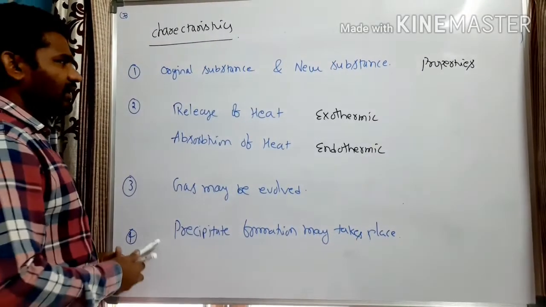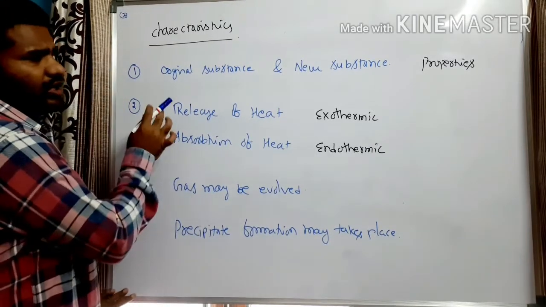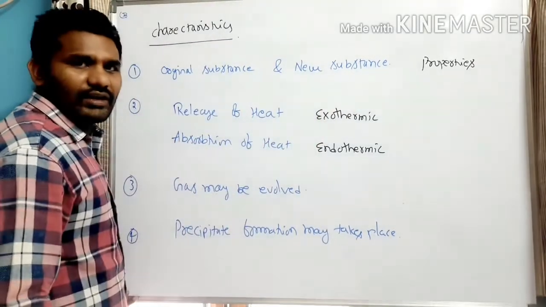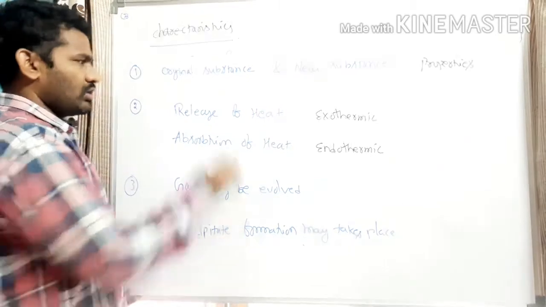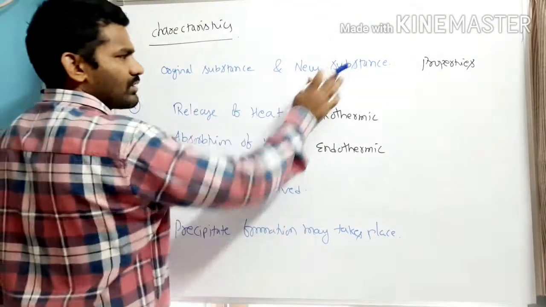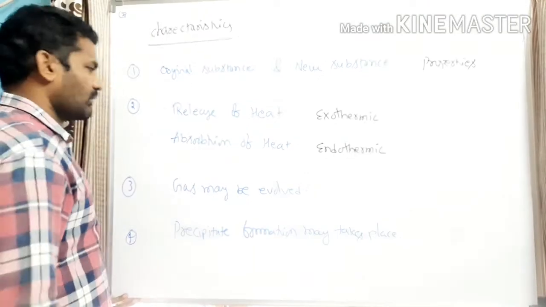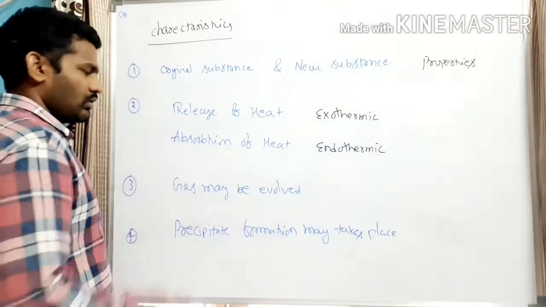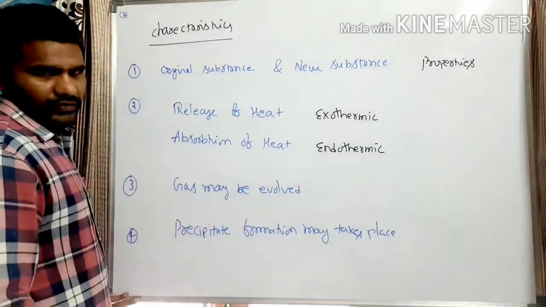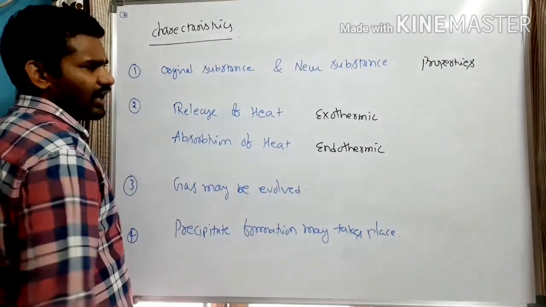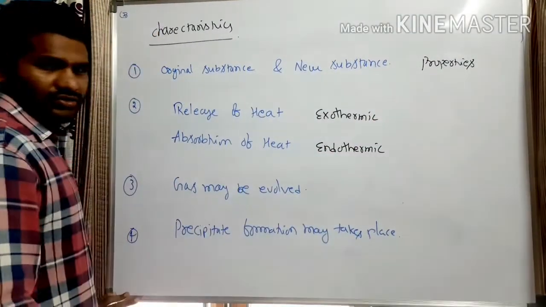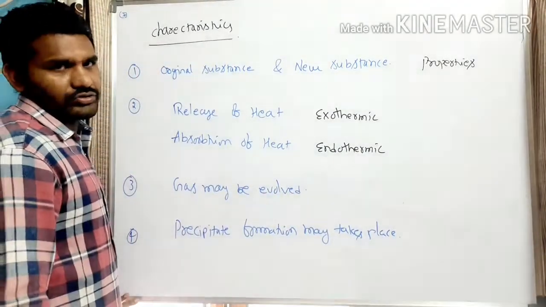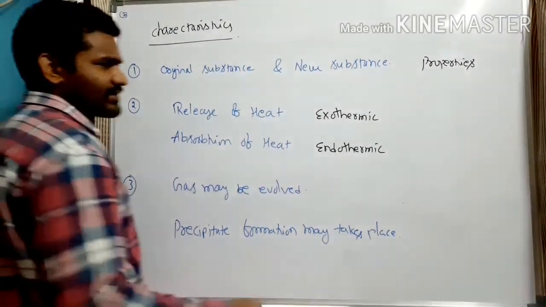Let us try to understand once again. In a chemical change, very importantly, the original substance and the new substance are having different characteristics. The original substance is called reactant and the new substance is called a product. In a chemical change, there may be release of heat, there may be absorption of heat. If there is a release of heat in a reaction, such reactions are called exothermic reactions. Those reactions in which heat is absorbed are called endothermic reactions. We have already seen the example.